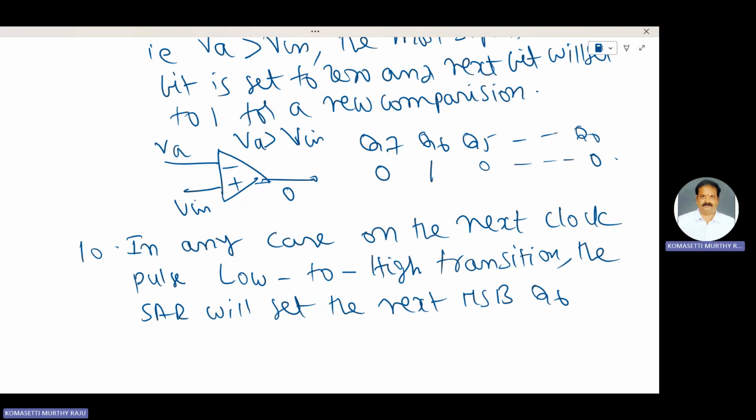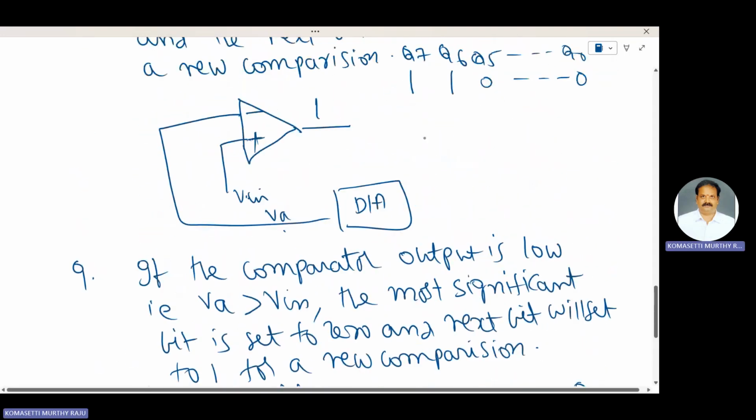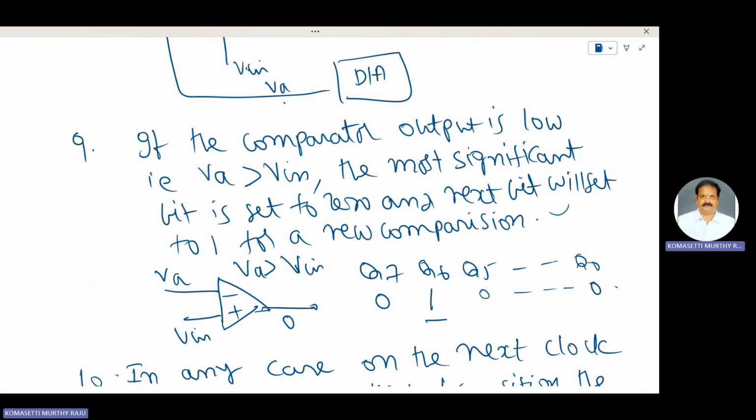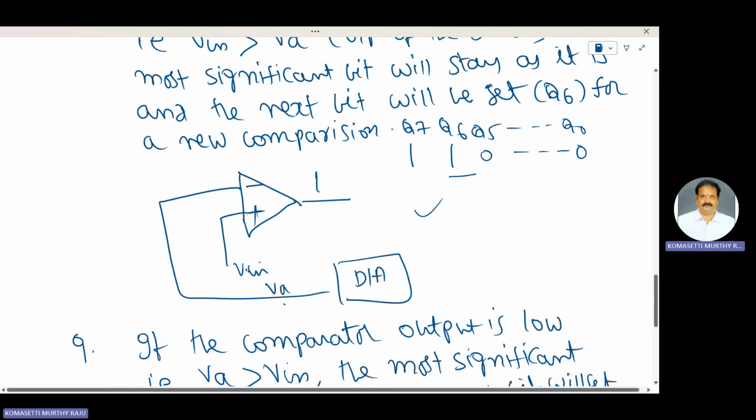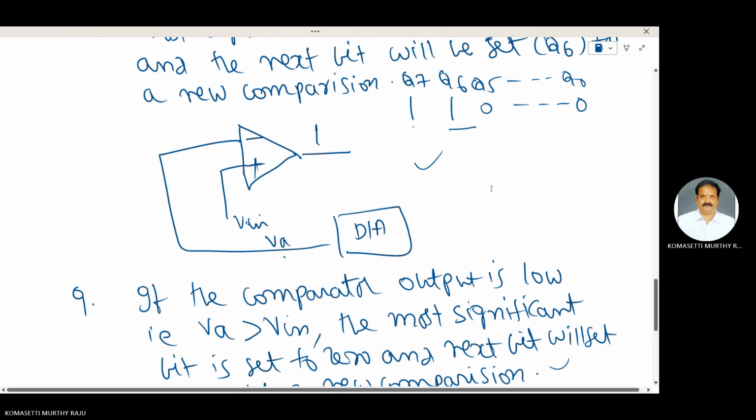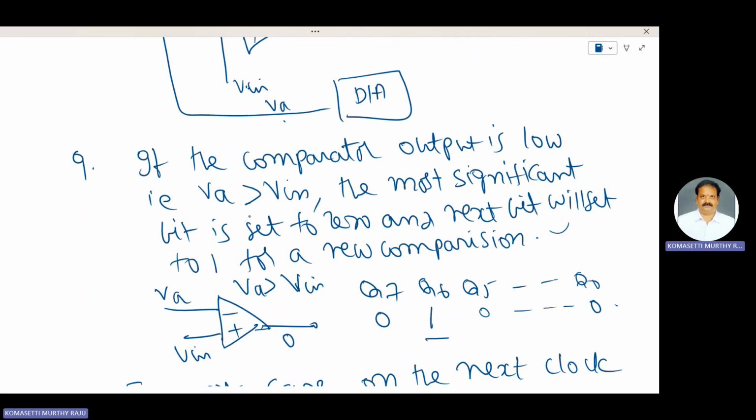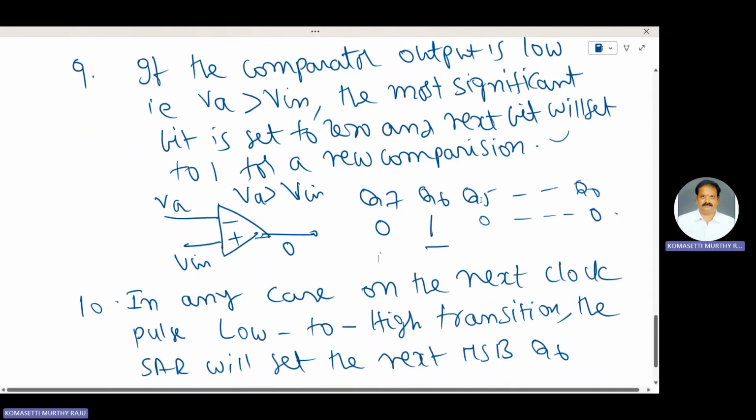In either case, Vin is greater than VR, VA is greater than Vin. The Q6 bit is set to 1. In that case, Vin is greater than VA, the output of the comparator is 1, Q7 is 1. If VA is greater than Vin, the output of the comparator is 0, Q7 is 0. In any case, that means 8th point or 9th point.